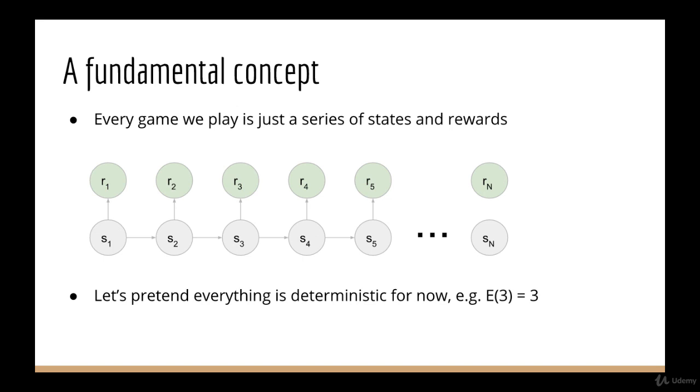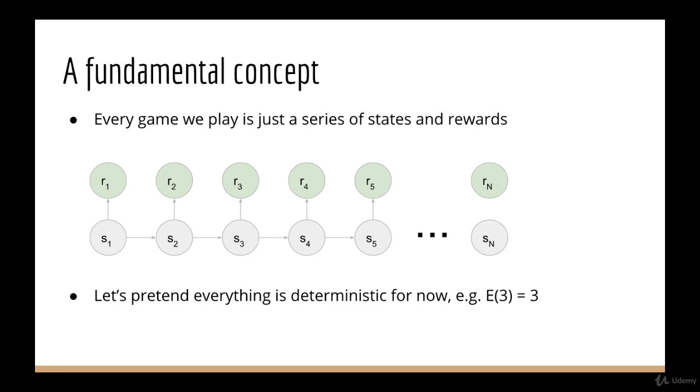The next concept we're going to discuss is one of the most fundamental concepts in reinforcement learning. It's central to just about every reinforcement learning algorithm we're going to study. The idea is this. I know that every game is going to consist of a series of states and rewards. Let's pretend for a moment that everything is deterministic, so the reward we would get is the only reward we can possibly get at any state. This lets us drop the expected value symbol for now.